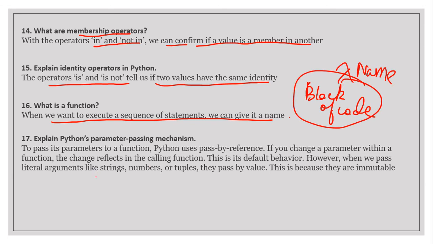Explain Python's parameter passing mechanism. To pass parameters to the function, Python uses pass by reference. If you change a parameter within a function, the change reflects in the calling function. This is the default behavior. However, when we pass literal arguments like strings, numbers or tuples, they pass by value. This is because they are immutable.